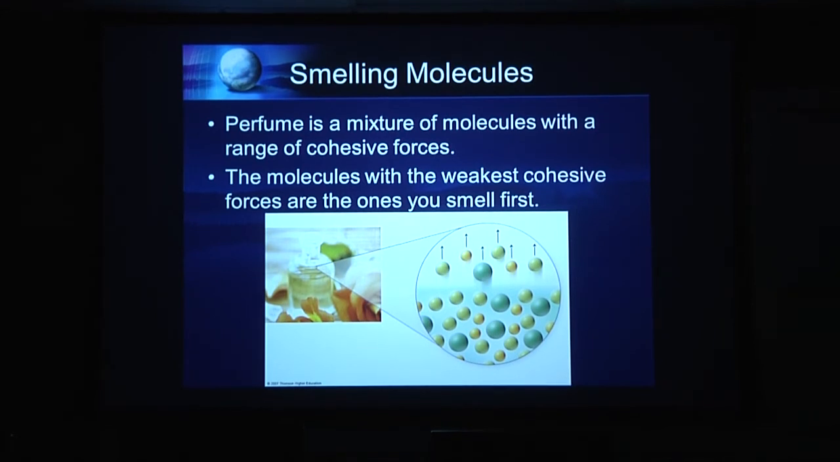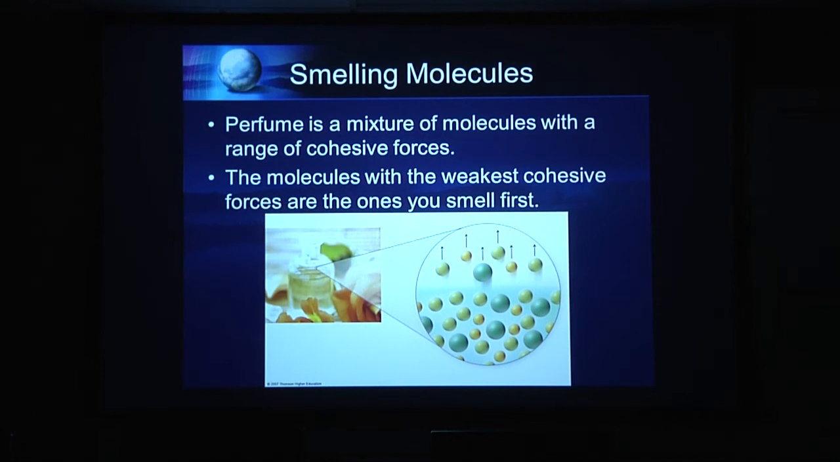In an expensive perfume, they will have lots of different molecules that have different cohesive forces present in the liquid phase. And as you spray that perfume on, some of the molecules are going to evaporate quickly into the gas phase, and some of them will not be as quickly evaporated. And so if you have a really good perfume, it lasts a long time, but the smell kind of changes over time. It doesn't smell the same in the first minute as it does after a few hours. And that's because there are different molecules escaping into the gas phase at different times.